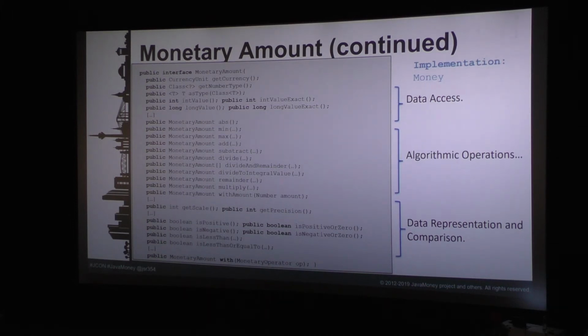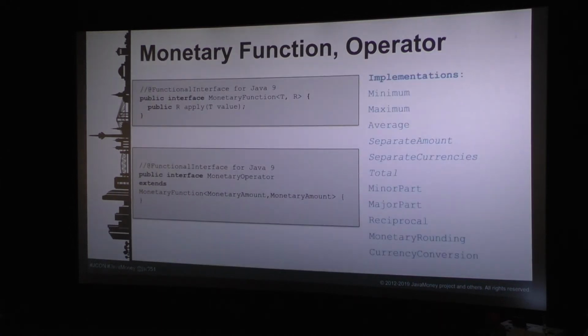And these things are then implemented. As mentioned, the operators, the unary operator. Here you see how it's defined, and you see a couple of implementations that are exactly using that extension mechanism. That is a good thing because all that code is separated, and you don't need to include it in the monetary amount implementation and re-implement it for each monetary amount implementation class. So we have minimum, maximum, and average, where you can operate on multiple amounts and get the average out of the operator at the end.